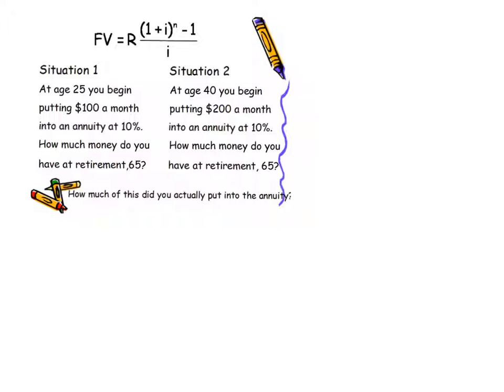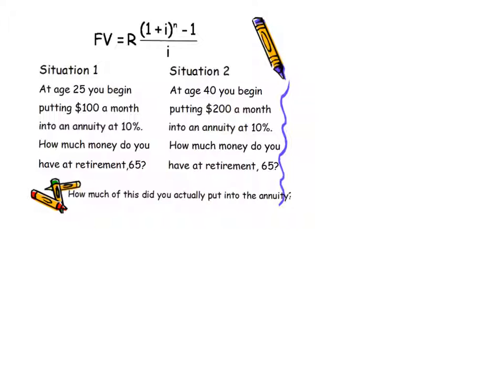We're going to look at a scenario using that future value of an annuity formula. We have two situations here. In the first scenario, we're age 25, just got our first real job. You begin putting $100 a month into an annuity at 10% annual percentage rate. How much will you have when you retire at 65? That's scenario 1. Our next scenario is we get to the age 40 and then we begin putting money in. Because we started a little bit later, we're going to put extra money in. We're going to put in $200 a month, still at 10%. How much money will you have when you retire at 65?